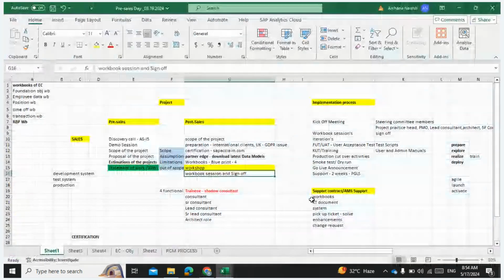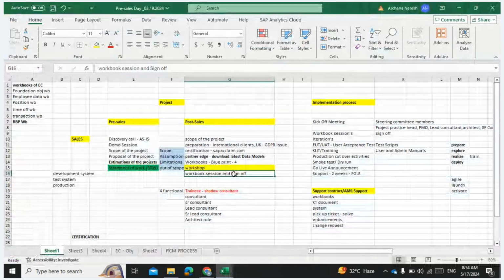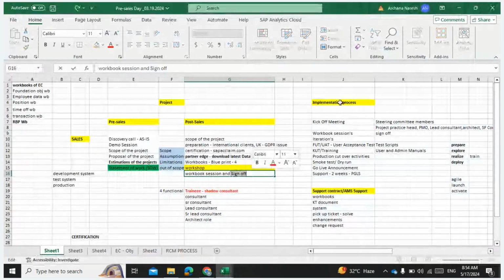Okay, so that is what you will be doing as part of the post-sales activity. Once you get the sign-off, that's where your implementation process will start.